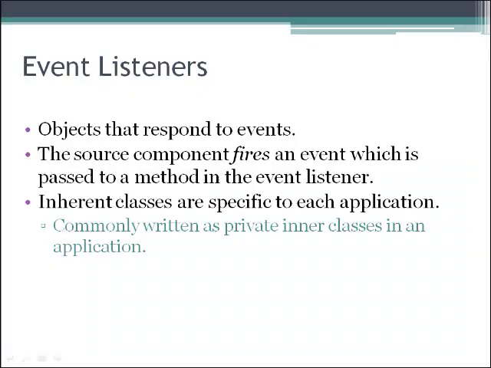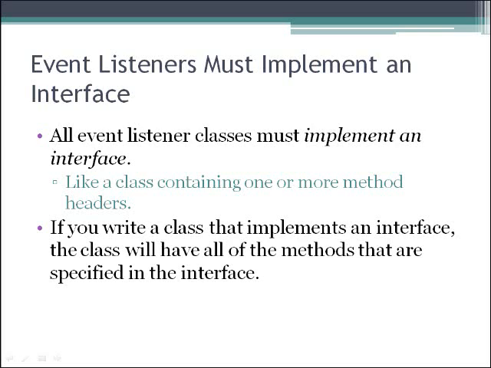Event listeners are objects that respond to events. The source component fires an event, which is then passed to a method in the event listener. Listener classes are specific to each application. They are commonly written as private inner classes in an application. Event listeners must implement an interface, which is like a class containing one or more method headers. If you write a class that implements an interface, the class will have all of the methods that are specified in the interface.